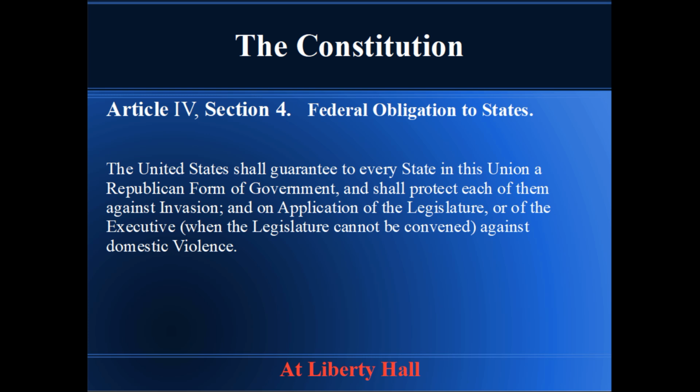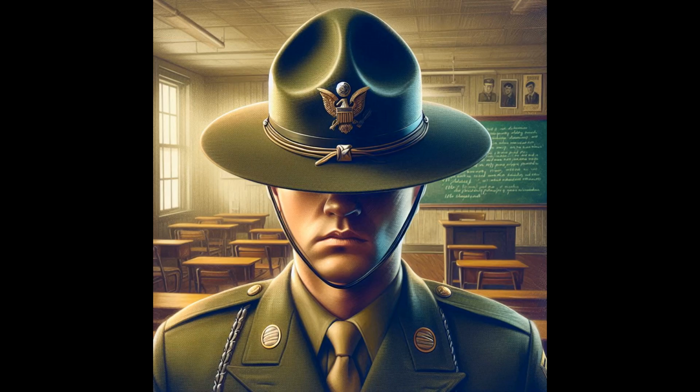The United States shall guarantee to every state in this Union a republican form of government, and shall protect each of them against invasion, and on application of the legislature or of the executive, when the legislature cannot be convened, against domestic violence. The U.S. guarantees each state a republican government, protection from invasion, and help against domestic violence if requested.